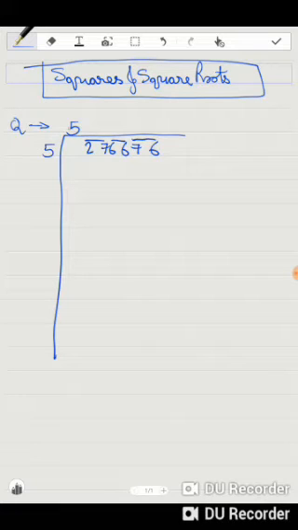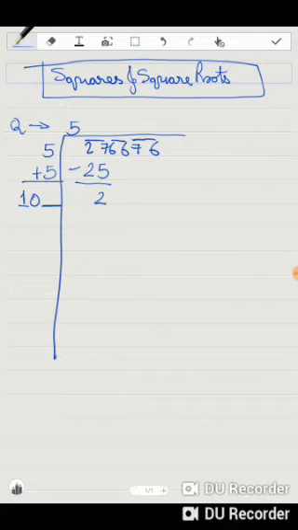5 multiplied by 5 is 25. So I subtract 25 from 27. My remainder is 2. Now what I do is I take this 5 and add it to itself. That's my third step. So 5 plus 5 is 10. Now the way I write 10 is by leaving one space for one single digit at the right hand side.